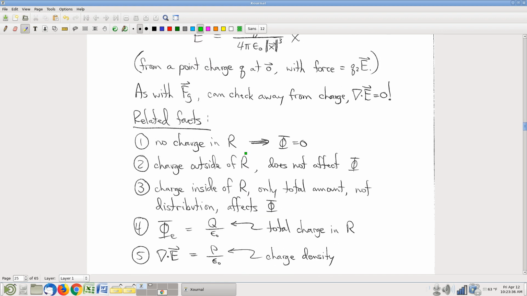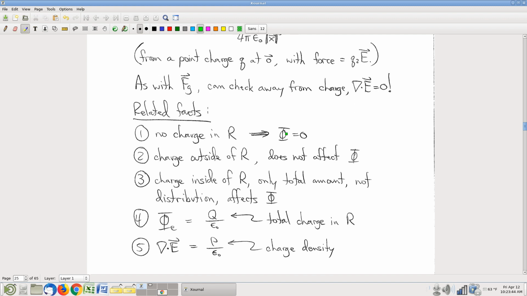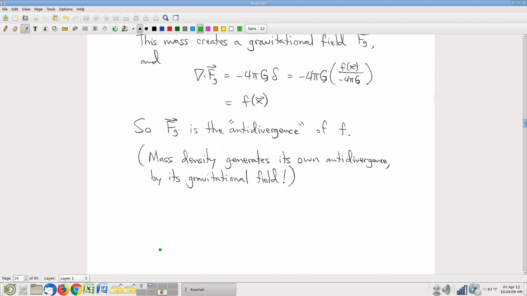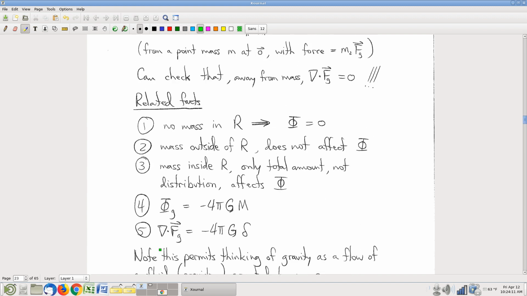Just like with gravitational fields, the divergence is 0, obviously away from the origin where the charge is. As relates to real physical distributions of charges, same list of results, same two punchlines. Flux is proportional to simply the total charge. As it turns out, it's not mass, it's charge for electric fields, inside of your surface, and divergence is proportional to charge density. By the way, there's a nice point, let me go back to the mass stuff. I'm going to try to be brief about this.